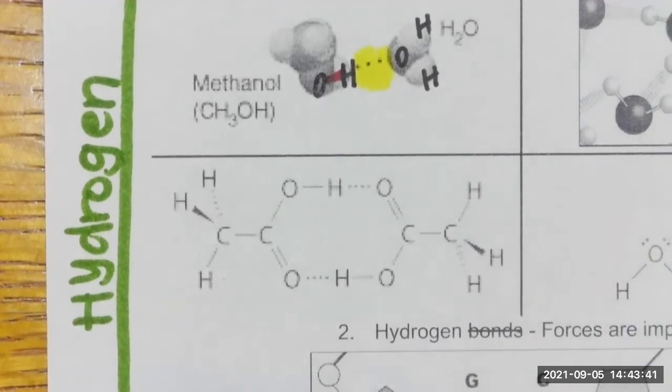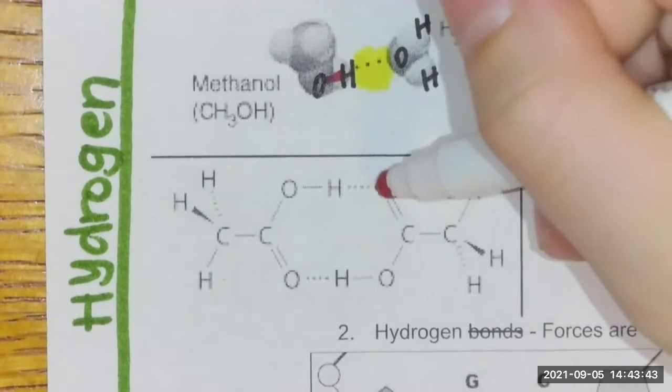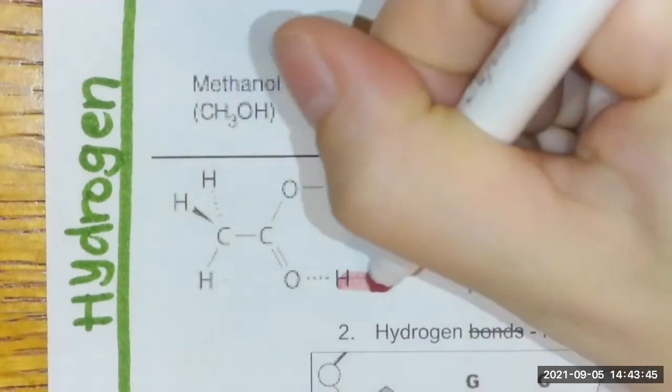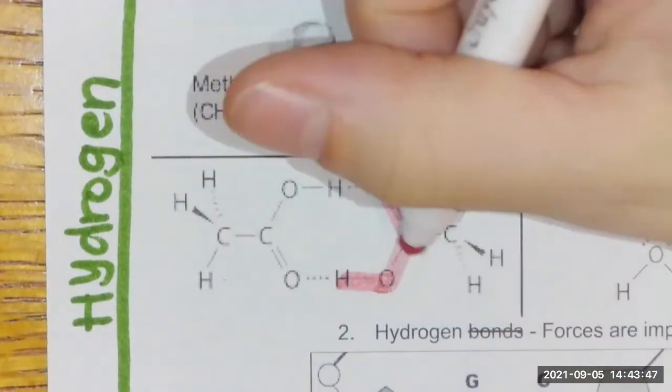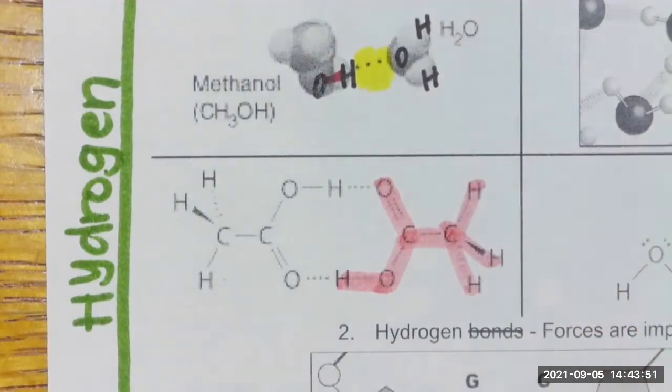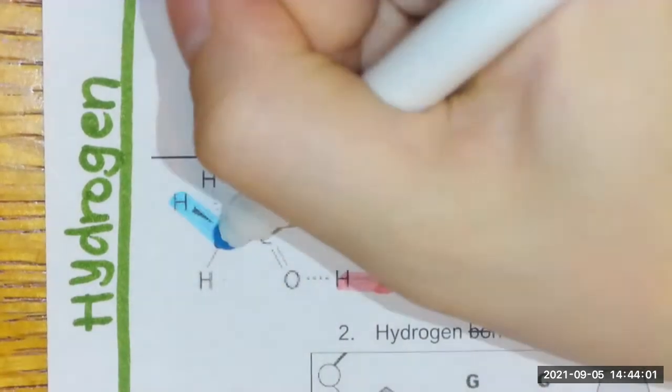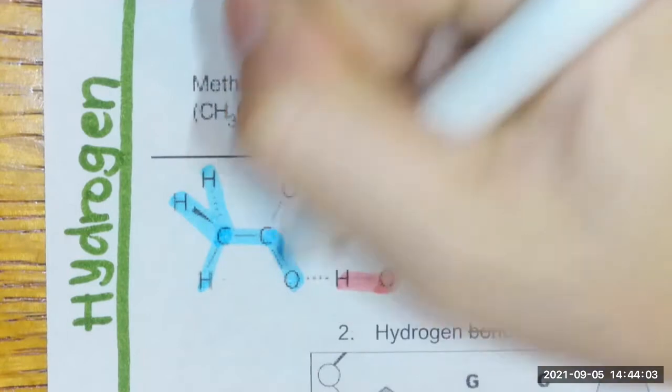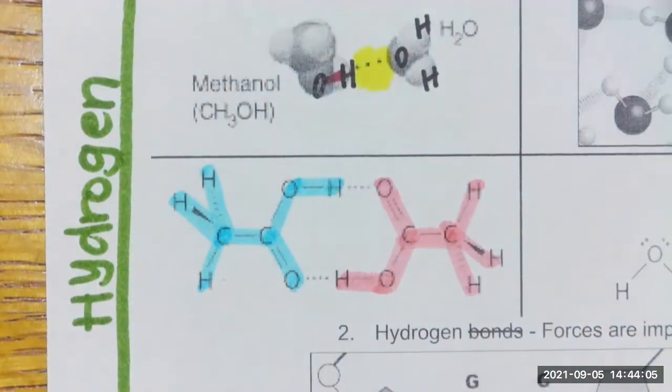This is 2 molecules. So this is molecule 1. That's molecule 1, and let's do like really light blue so we can still see it. Here's molecule 2. And we're wondering what kind of intermolecular forces are happening between them.